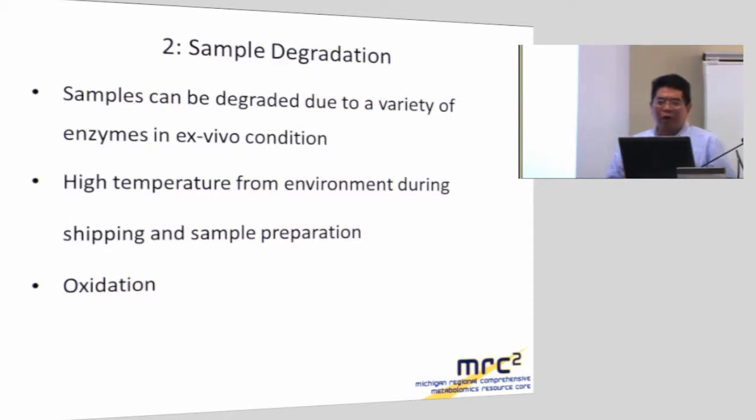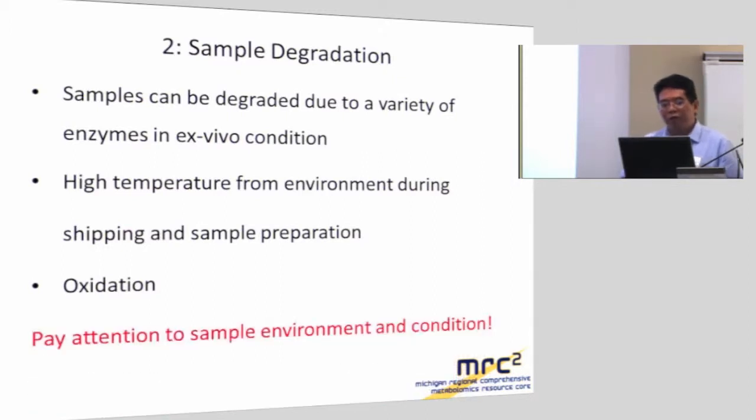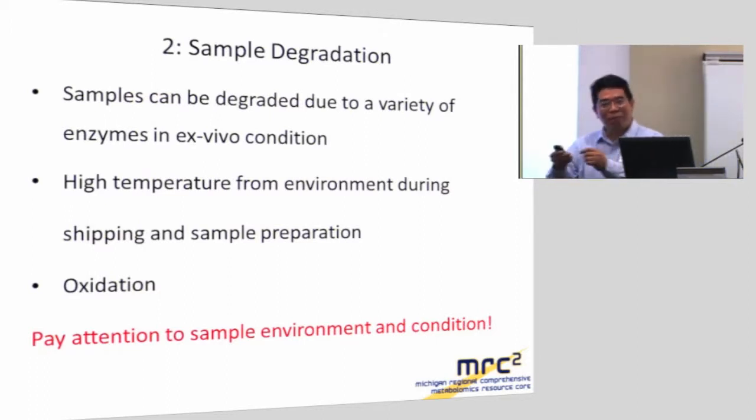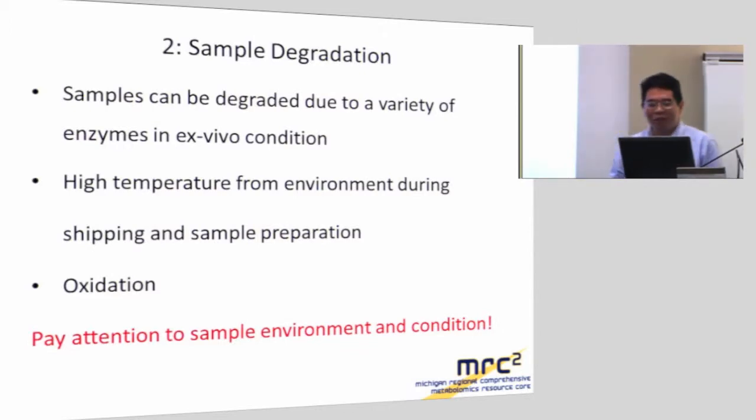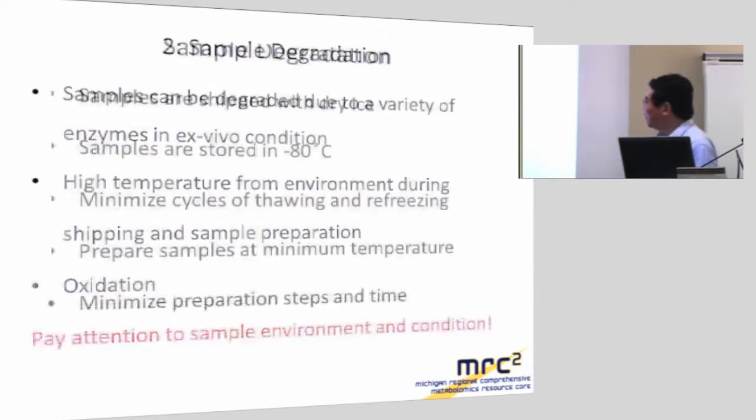Biological samples are easily degraded because they coexist with enzymes. So when you get them out of your animal model or human subject, they are subject to enzyme degradation. Also, the high temperature during shipping and handling could affect the concentration of a sample. Another factor is oxidation, during exposure to the air or to the solvent. So these all must be taken care of.